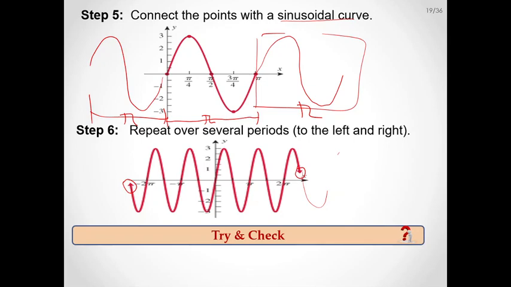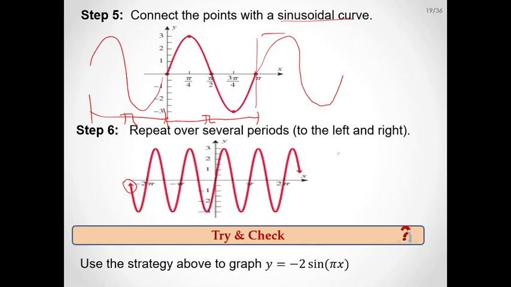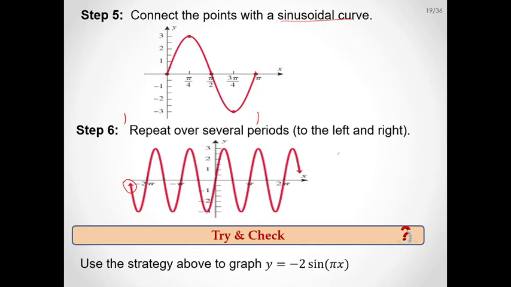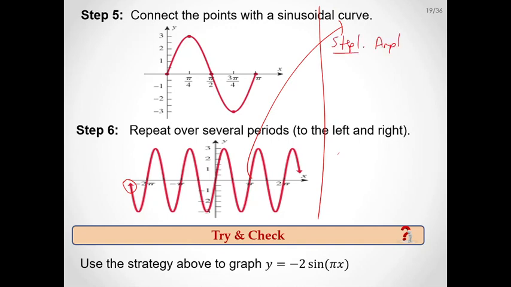Okay, now let's look at this try and check exercise. I will try to do it quickly here, and I will write it here. The first step is the amplitude is 2. I'm taking the absolute value of -2, it's 2. And the period is what? The period is 2 pi over pi, which is 2.